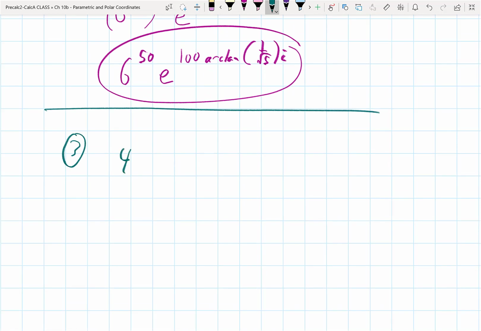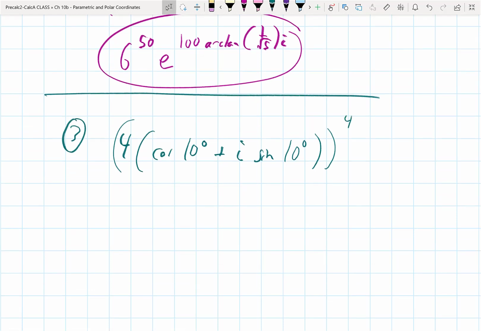Let's say that I have 4 times the cosine of 10 degrees plus i times the sine of 10 degrees. And I want to raise that to the 4th power. I put this down because this form of polar coordinate, or polar complex number, is a form that you see in your textbook and in another textbook. So you see that a lot. That's the reason I told you I don't like that form.